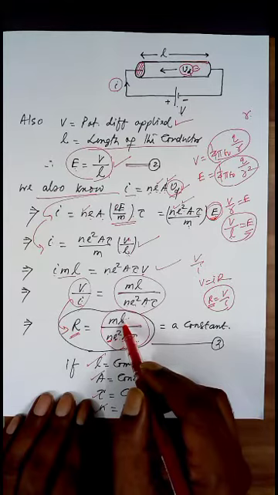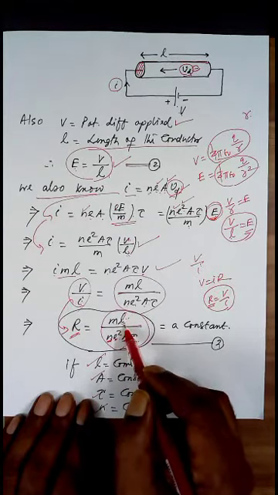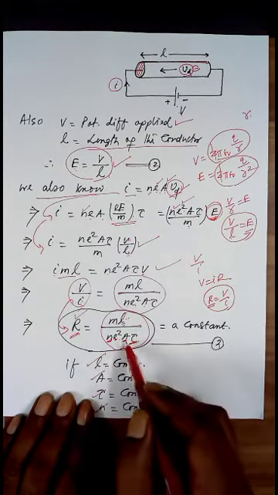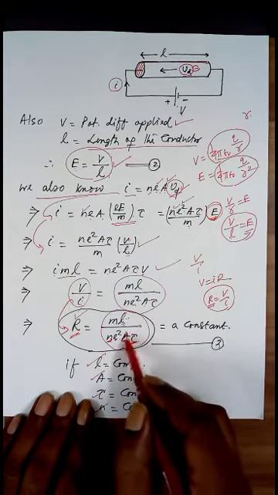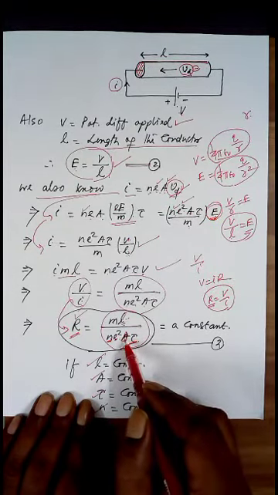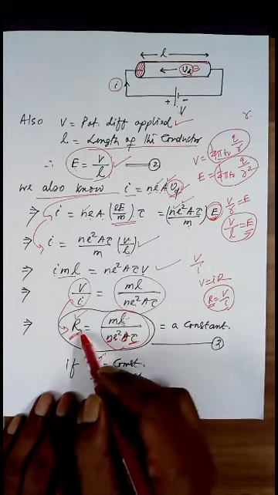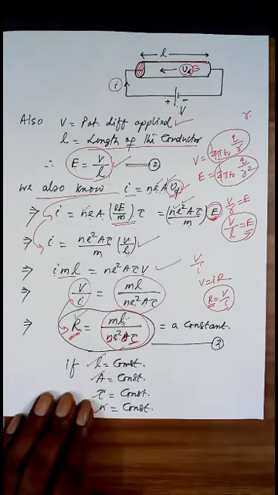If you take a conductor of longer length, if L is more, then the resistance will be more. If the area of cross section of the conductor, A, is more, this is in the denominator, so R will be less. That we will discuss in the next phase, right?